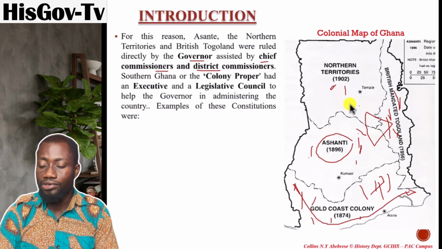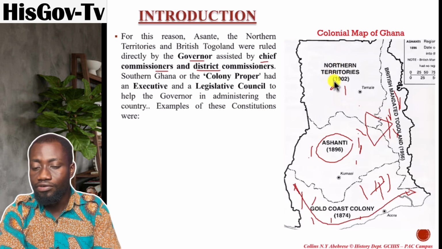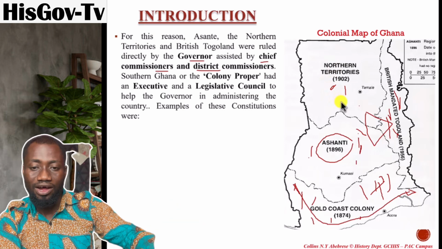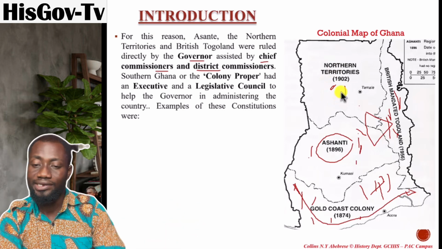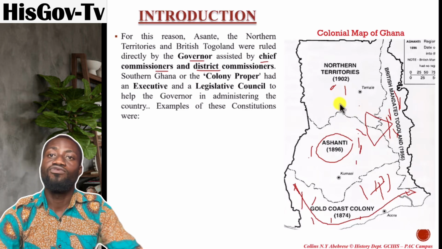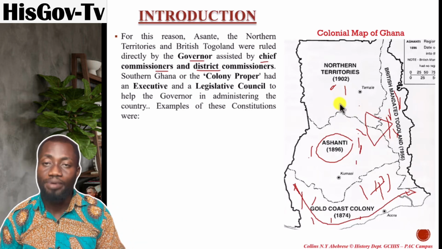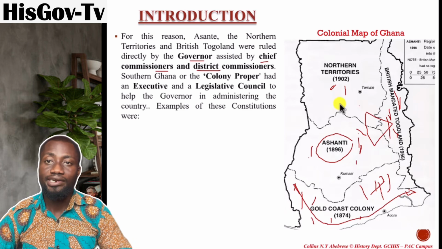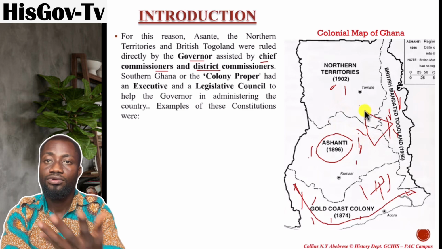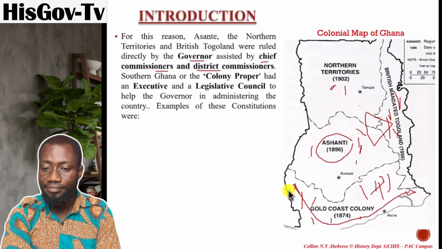All right, so here we can say during this period from 1900 to 1902, or during the colonial period, these three areas were ruled, or it was a one-man show. They were ruled by the governor. So what the governor decides is what the district commissioners and the chief commissioners abide by.